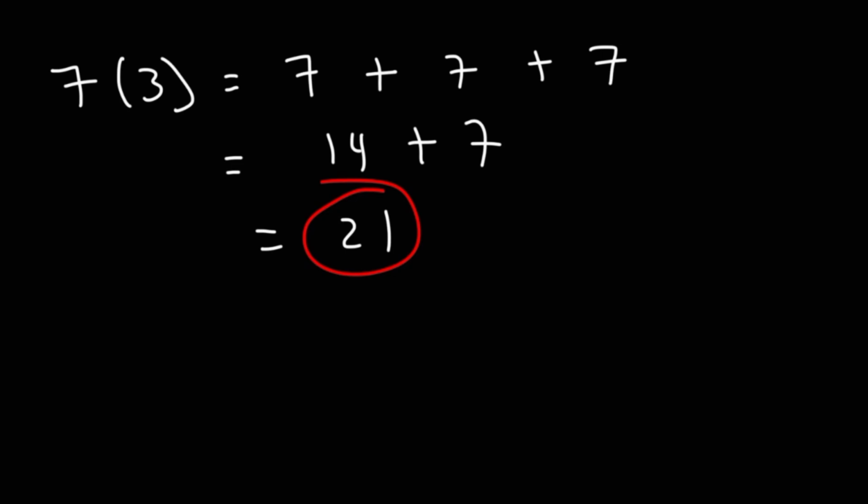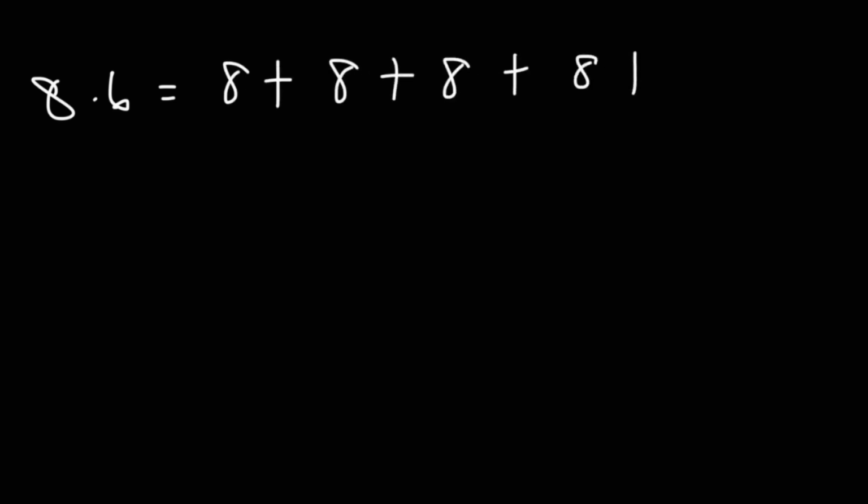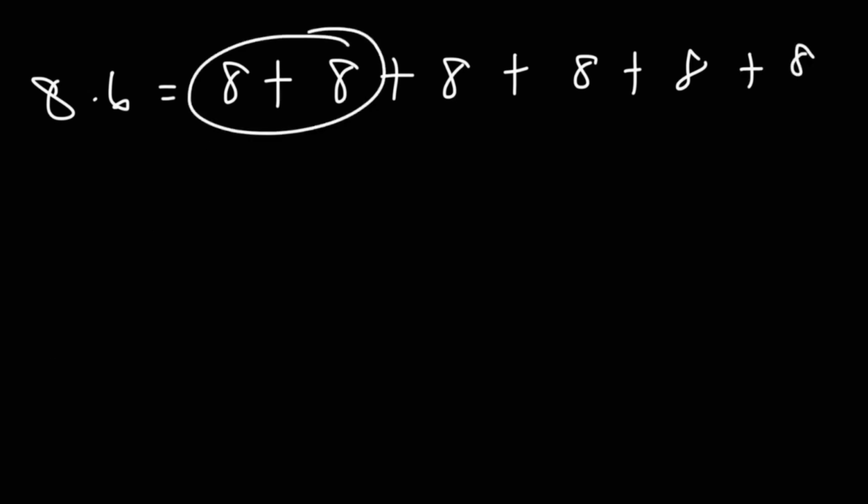But if you don't want to memorize it, you could do it the hard way, which is writing it out. For instance, let's say if you want to multiply 8 by 6. So the best thing to do is add 8 6 times instead of adding 6 8 times. So 8 plus 8 is 16.